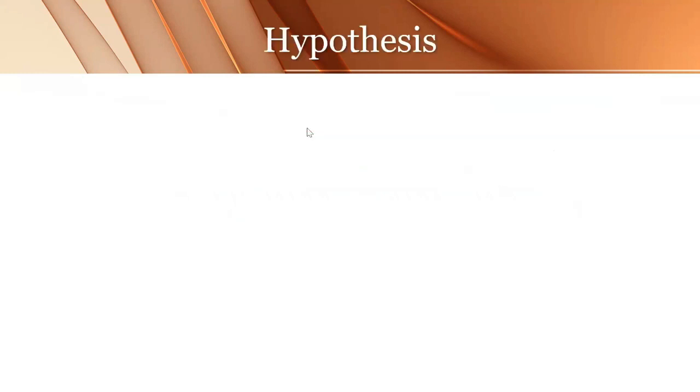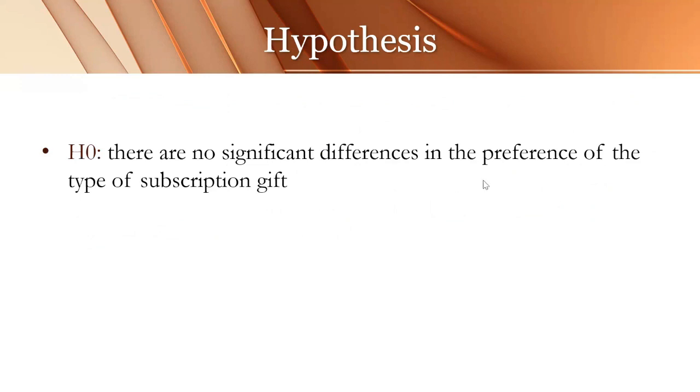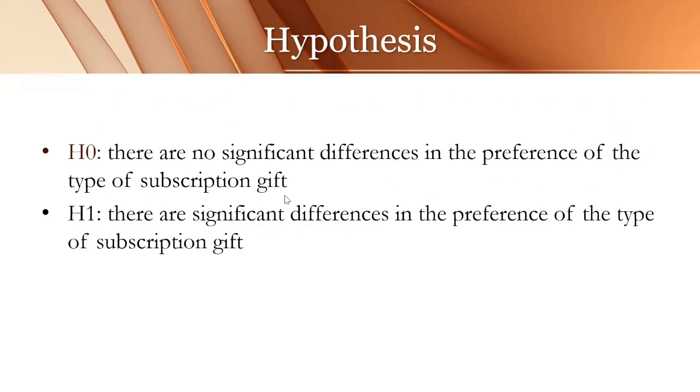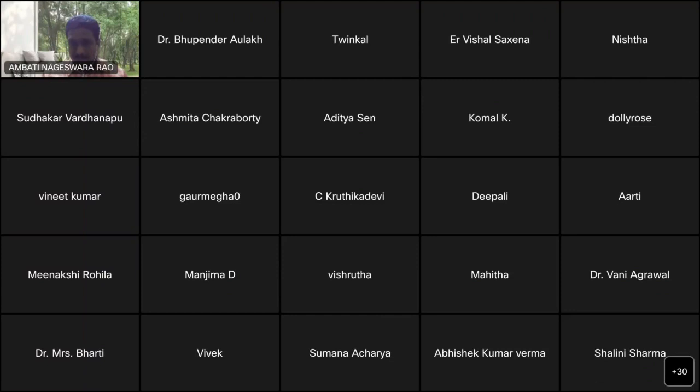Now, just look at our hypothesis. There are no significant differences in the preference of the type of subscription gift. As an IBM SPSS owner, I'm framing my null hypothesis saying that there are no significant differences in the preferences of the type of subscription gift. My alternative hypothesis: there are significant differences in the preference of the type of subscription gift. Okay, back to our data set. Go back to the same data set, that is coding book 1.